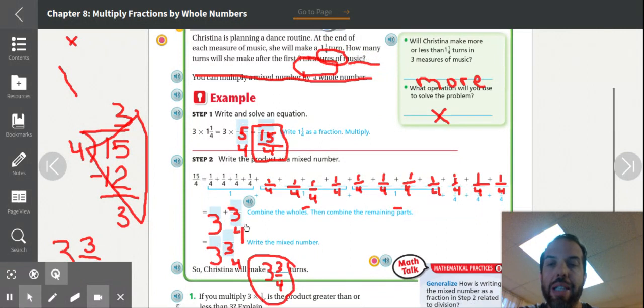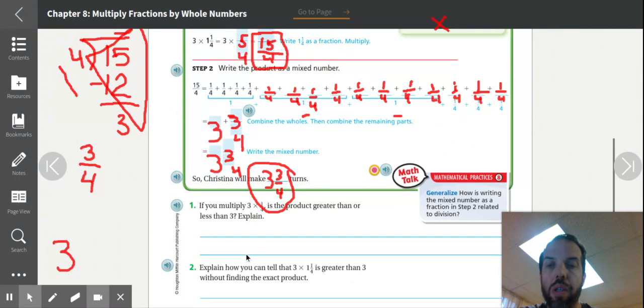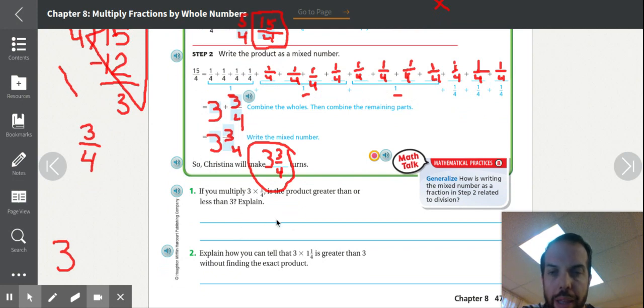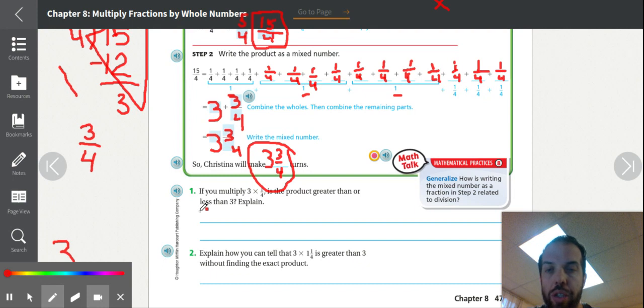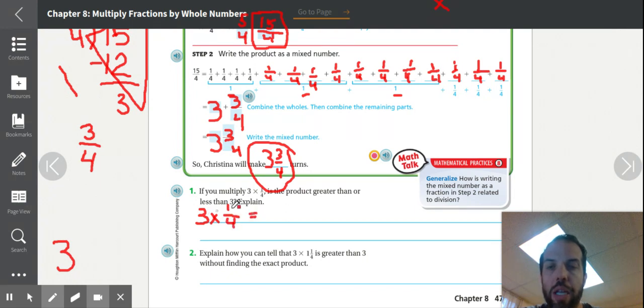All right, so that's really, really important that we have an understanding of that. Okay, let's answer these questions. It says if you multiply 3 times 1/4, is the product greater or less than 3? And when they say 3, they're saying 3 wholes. So guys, if I multiply just the fraction 1/4, is it going to be greater than 3 wholes, or is it going to be less than? Well, I know if I multiply a fraction, I just simply multiply my whole number times my numerator, right? So 3 times 1 would be 3, and my denominator stays the same. So it's going to be 3/4. So it's going to be less.